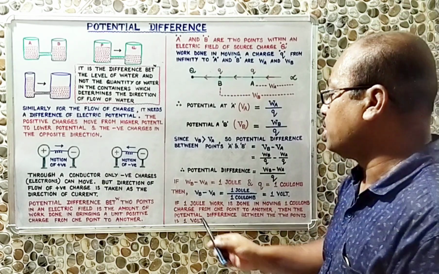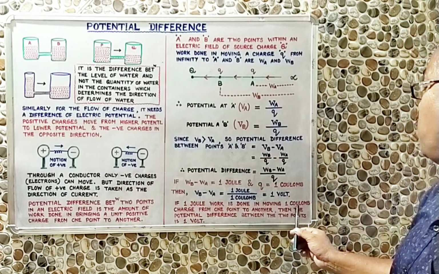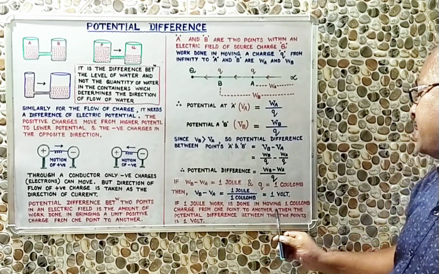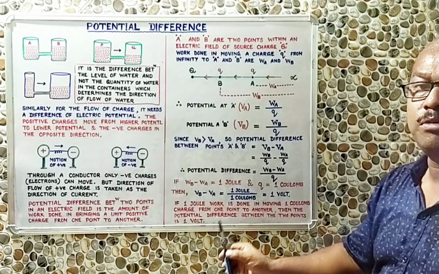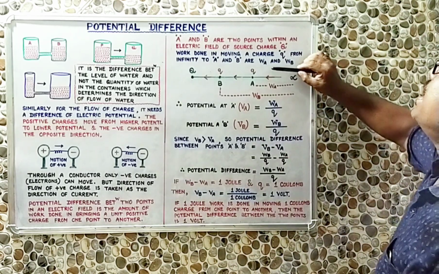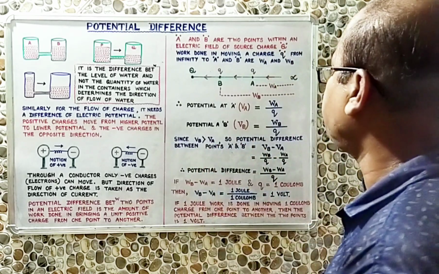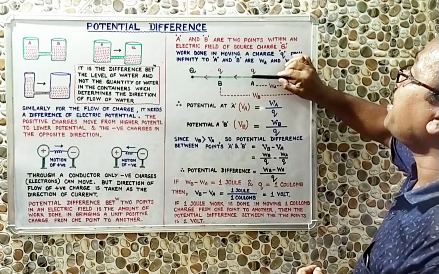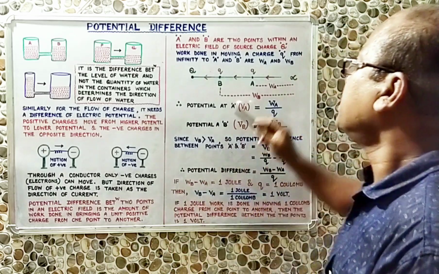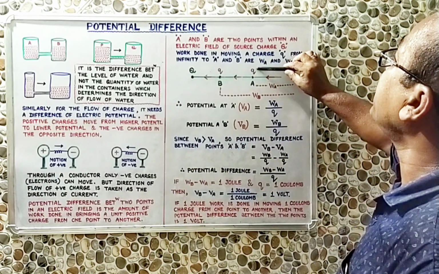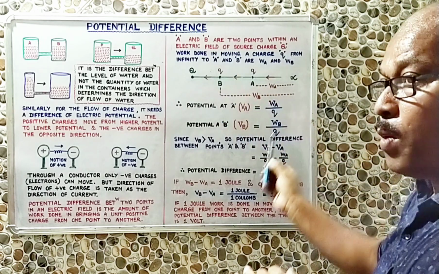So what is there for 1 volt? If 1 joule amount of work is done in moving 1 coulomb charge from one point to another, then the potential difference between the two points within the electric field will be called 1 volt. That is to say, when this small q charge is equal to 1 coulomb, and while pushing the charge from A to B you need to do work equal to 1 joule, then between these two points, potential difference will be 1 volt.